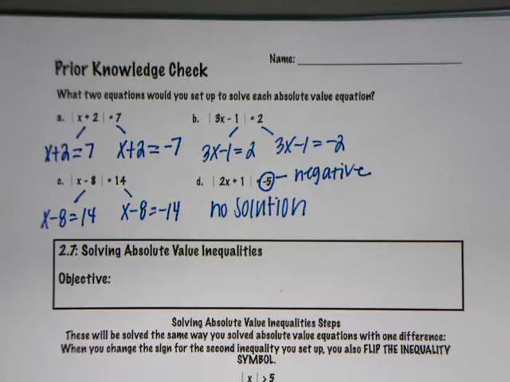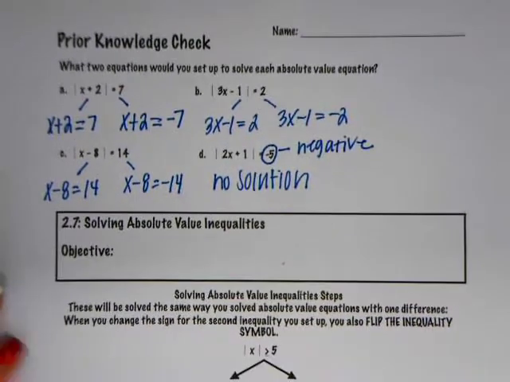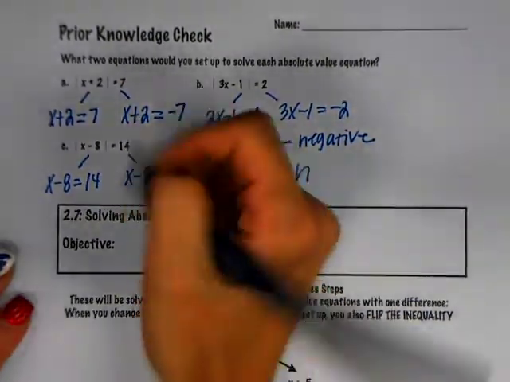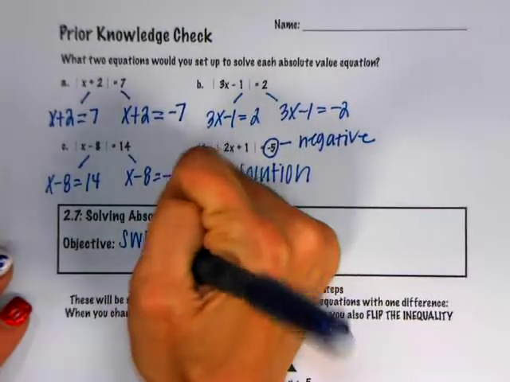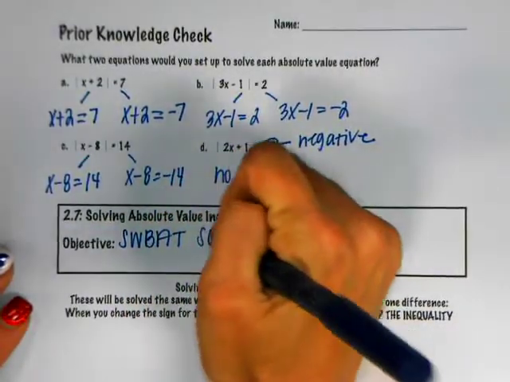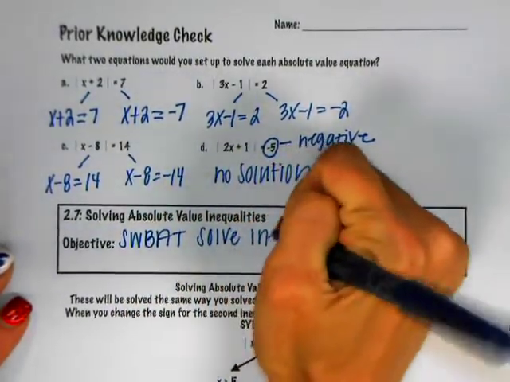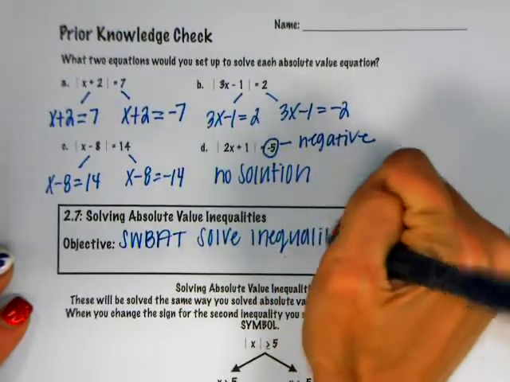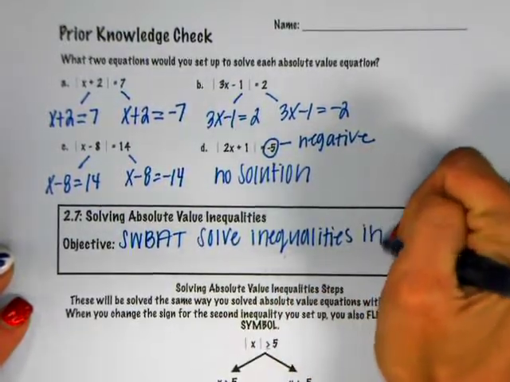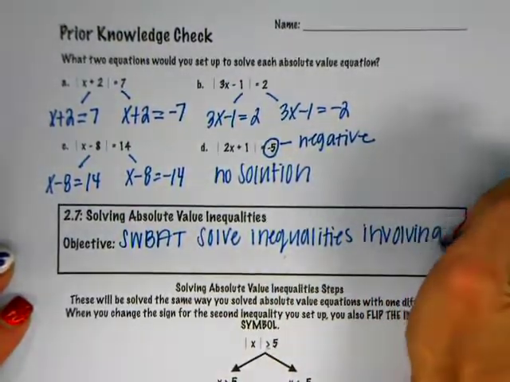All right, so your objective today is going to be basically the same as your objective yesterday, just with one word change because we're doing inequalities today. So students will be able to solve inequalities instead of equations involving absolute value.